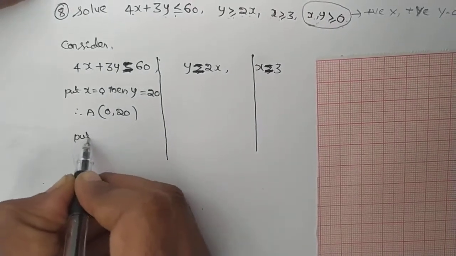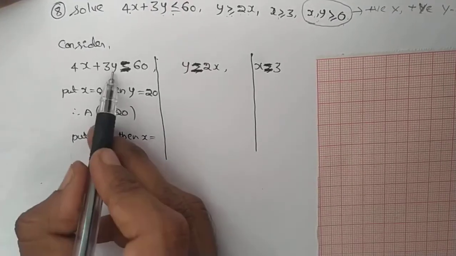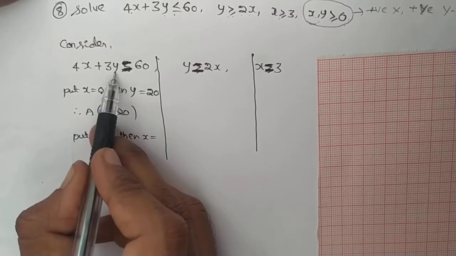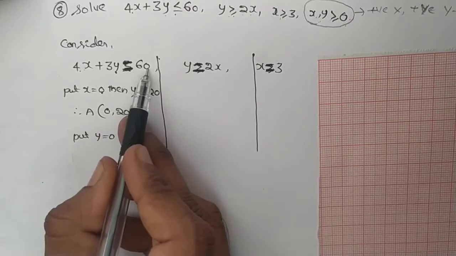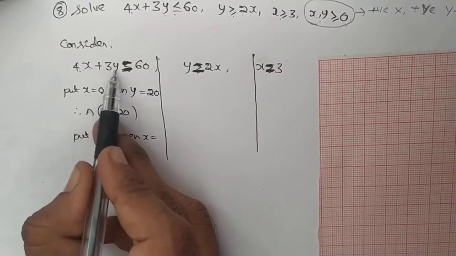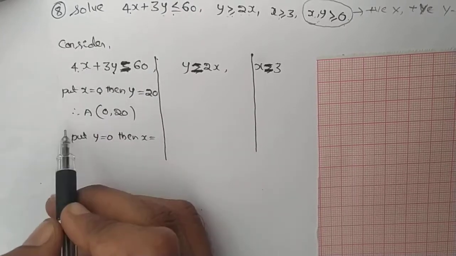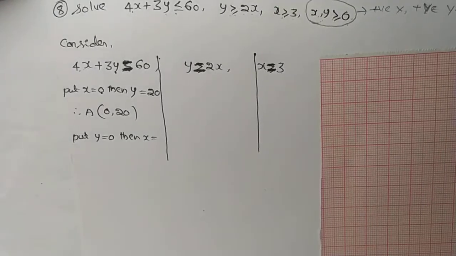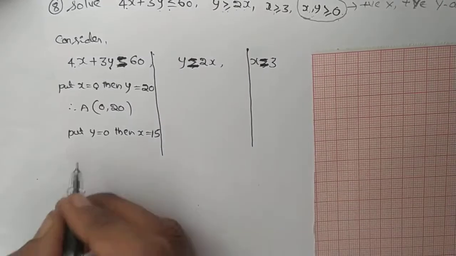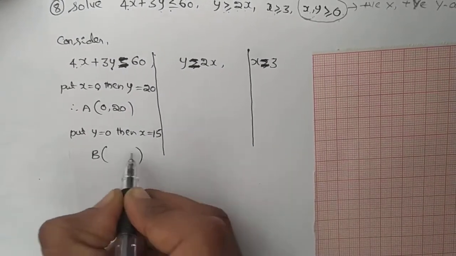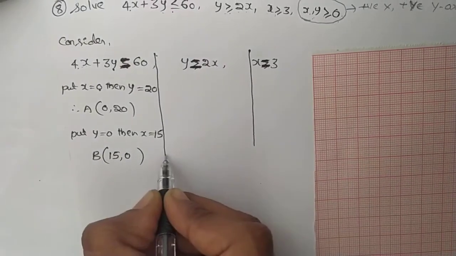Similarly, put y equals to 0. Y equals to 0, then x equals to what? If we put 0 in place of y, then what we will get? 4x plus 3 into 0 equals to 60. 4x plus 3 into 0 is what? 0. 4x plus 0 equals to 60. 4x equals to 60. Then x equals to what? 60 by 4. 4 fifteens are 60, so 15. Therefore, the point B will be x comma y, that is 15 comma 0.